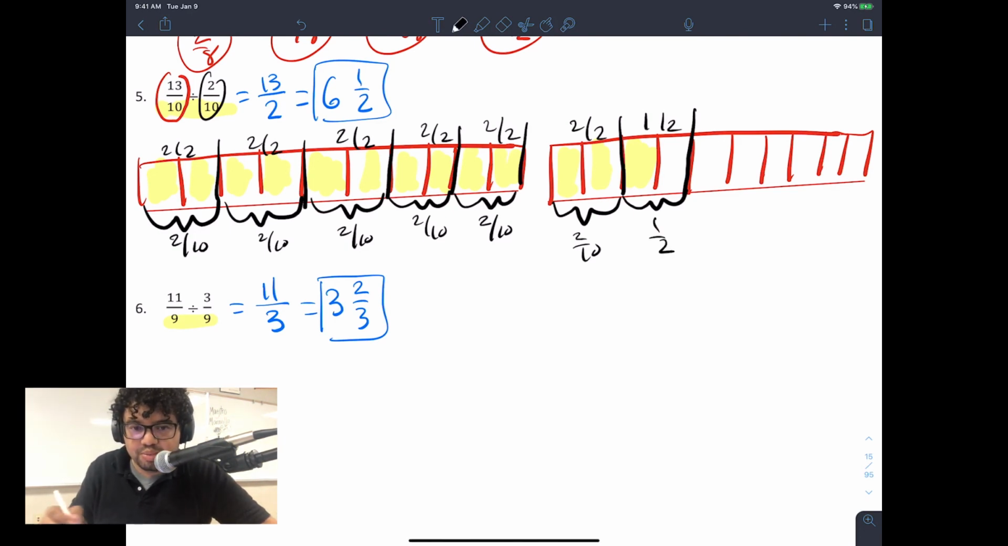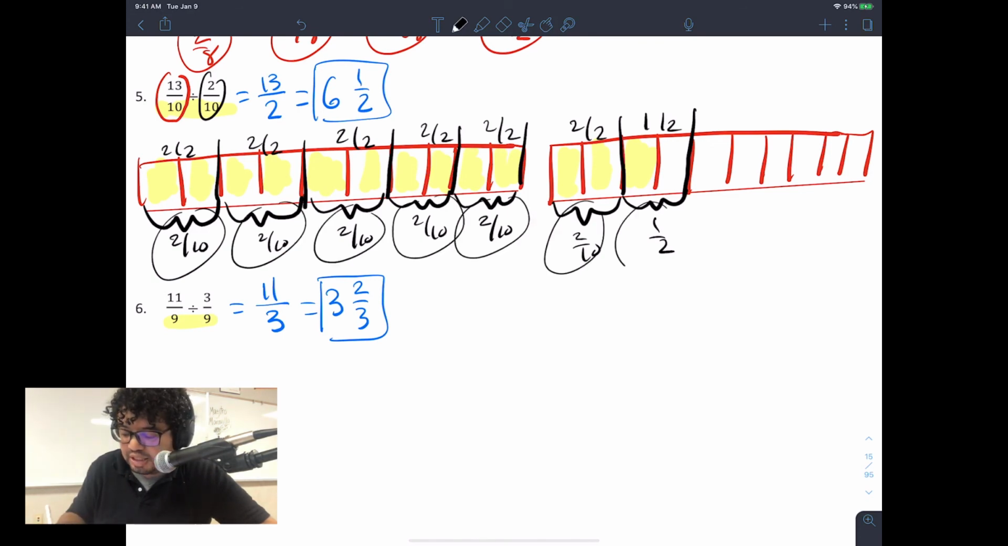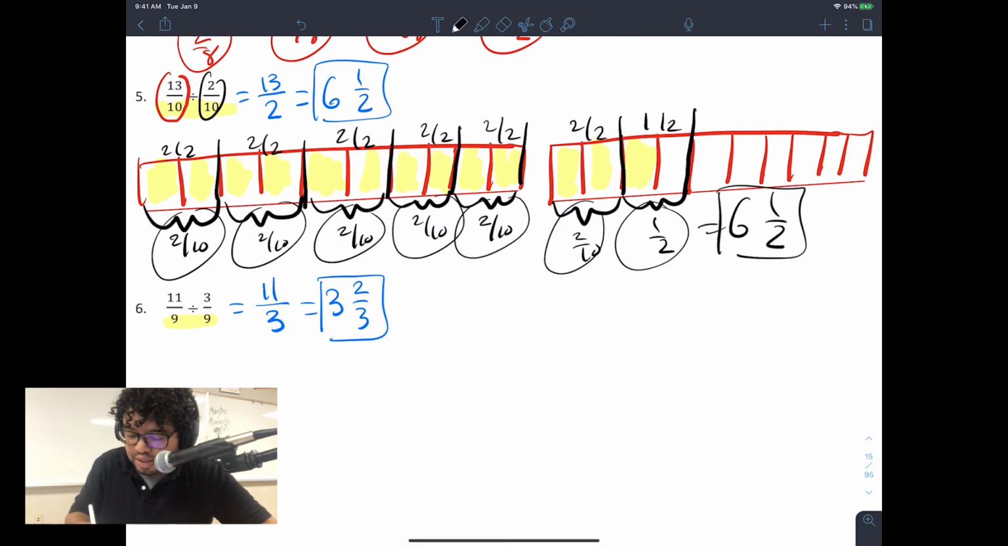So how many groups was I able to shade in? 1, 2, 3, 4, 5, 6, and then 1 out of 2. So it's 6 and 1 out of 2. And there's my answer. Okay, so it matches this one there. There we are. Okay, so let's go ahead and do the last one there.